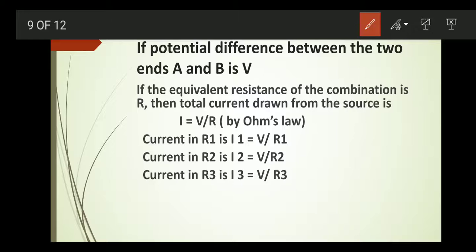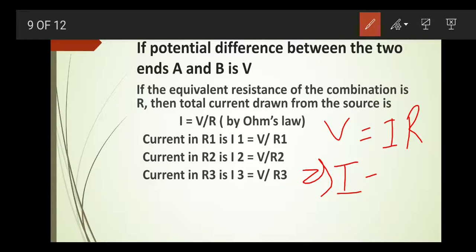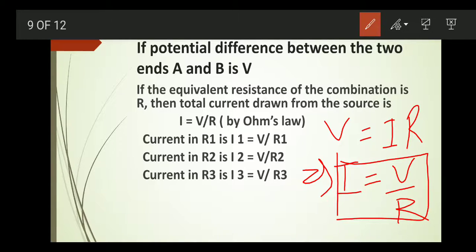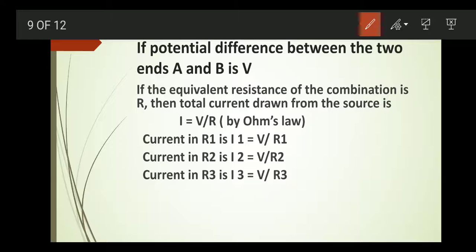So, Ohm's law, we know that V is equal to IR. That means we can write, which implies I is equal to V by R. So, using this Ohm's law, we can find out the current, which will be equal to V by R. V is the potential difference between the points A and B, and capital R represents the equivalent resistance of the parallel combination of resistors. Now, current in resistance R1, same by Ohm's law, we can find out the current through the three resistors separately.